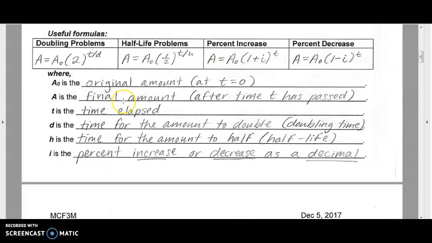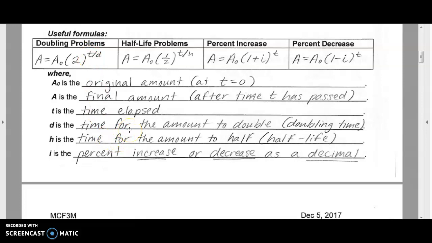A is the final amount. So how much money you have after a certain number of years would be A. How many cells we have after a certain number of days would be that A there. T is the time elapsed. So if the question said with the cells example, how many cells do you have after 20 days? Well, the T would be 20 in that case.